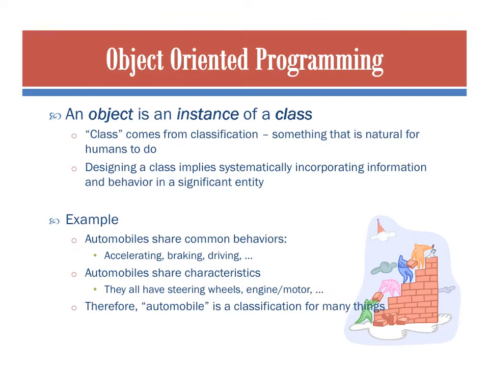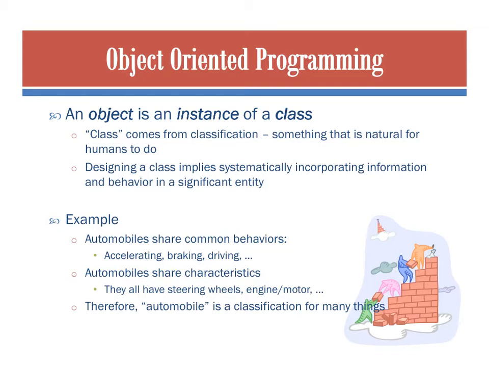So one example would be an automobile, right? All automobiles will have similar behavior, or they share a common behavior. For example, all automobiles accelerate, all of them brake, and we can drive them all. How they achieve that is going to be different, and they'll have different characteristics, but they all have these common behaviors. In addition, there will also be common characteristics. For example, all of them have steering wheels. All of them have some sort of engine or motor, whether it's gas or electric. These characteristics are shared as well by all automobiles.